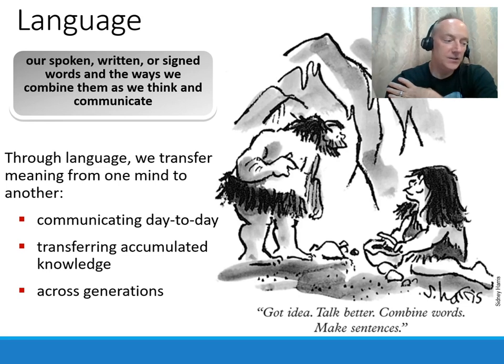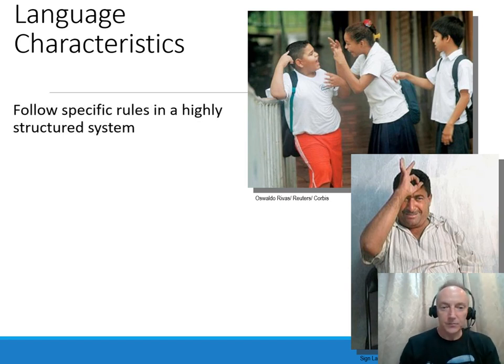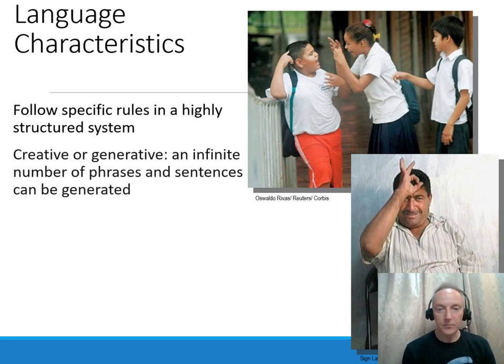And this is the modality you're learning right now. It's how we transmit culture to one another through the generations. To be considered a language, we need certain characteristics. So languages all have certain rules that they follow. Languages, by definition, are creative and generative. That means that there is no limit to the way you can combine words together to convey whatever you're thinking.